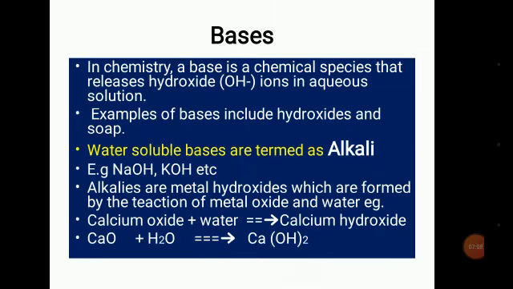In chemistry, a base is a chemical species that releases hydroxide ions in aqueous solution. Examples of bases include hydroxides and soap. We can define alkali. Water-soluble bases are termed alkalis. For example, sodium hydroxide, potassium hydroxide. These are the strong bases which are soluble in water, hence they are called alkalis.